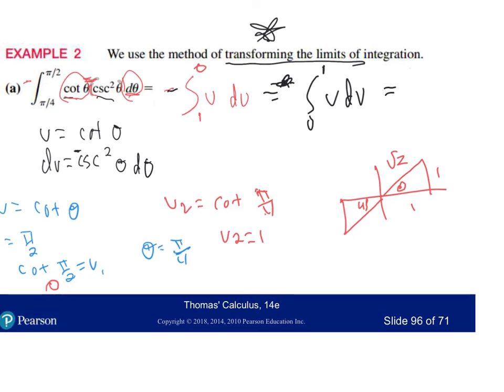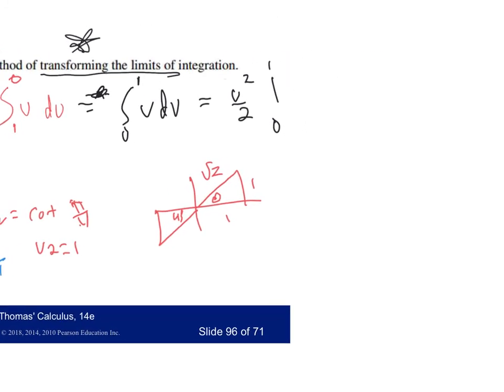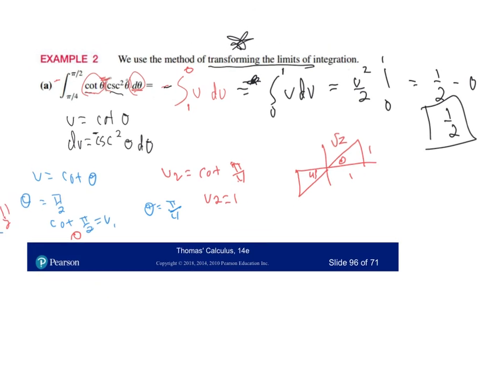And as I recall, my u was cotangent of theta, so I'm integrating. Well, actually, what am I doing here? I'm in u substitution. And I'm not going to put it back into cotangent just yet. When I integrate u, it becomes u squared over 2 from 0 to 1. Plug in the top number, 1/2. Plug in the bottom number, 0. 1/2. That's what I'm sticking with.